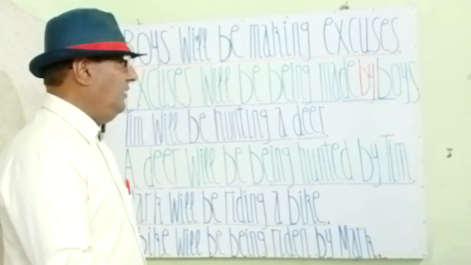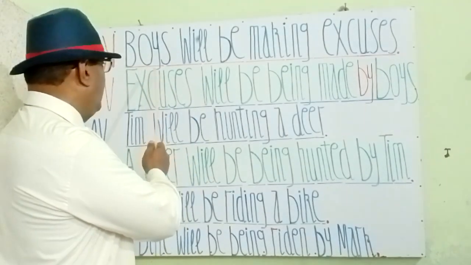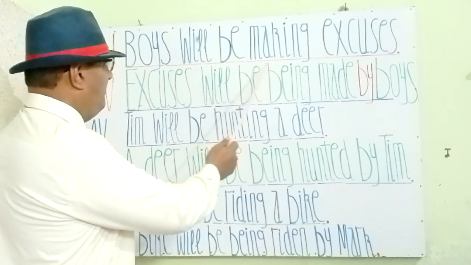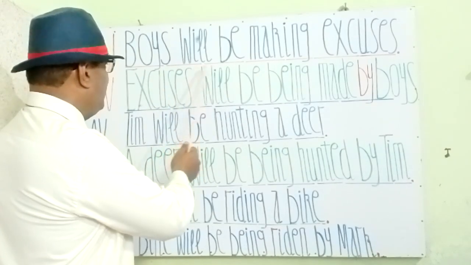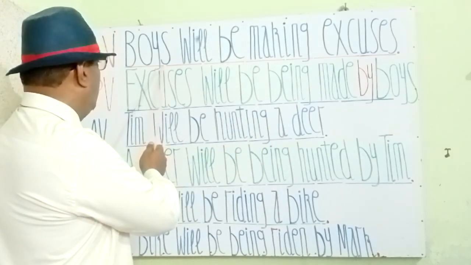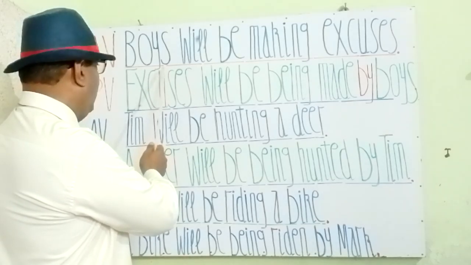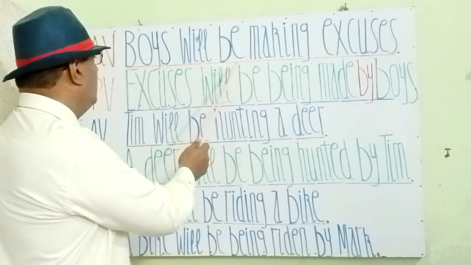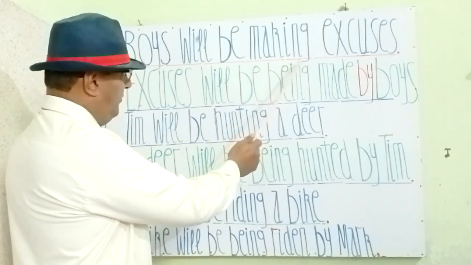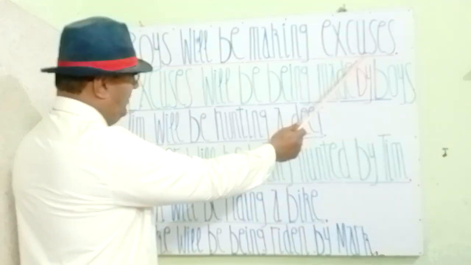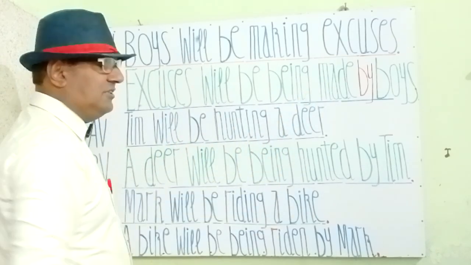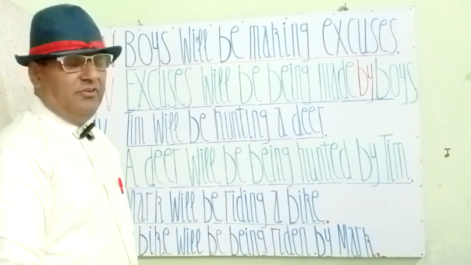Here see my students, the first statement and sentence. Boys will be making excuses. You see my students, boys is the subject, will be is added in future continuous tense, and making is a principal verb form and excuses is an object. So boys will be making excuses.